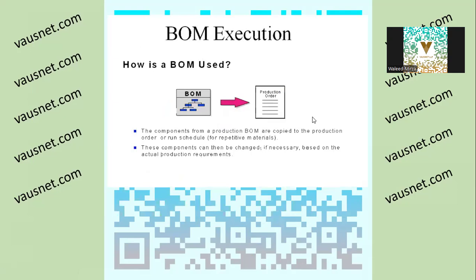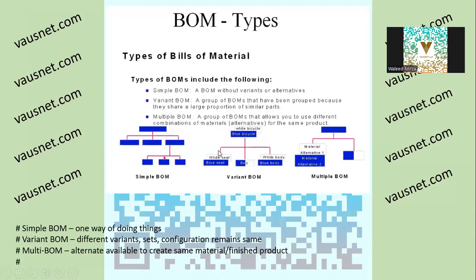So how is it used? It is basically used for production orders, okay, and for run schedules. What is a run schedule? It is for repetitive materials, like when you are producing beverage cans or medicine bottles or plastic bottles. That is repetitive material, not specifically for a customer. These components can be changed based on the actual production requirements. Components can change if there is a customized order.